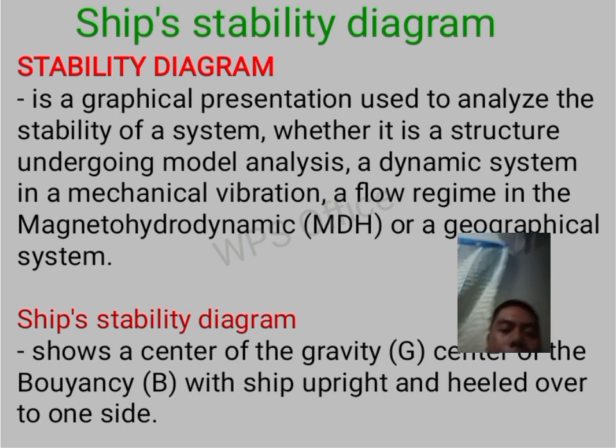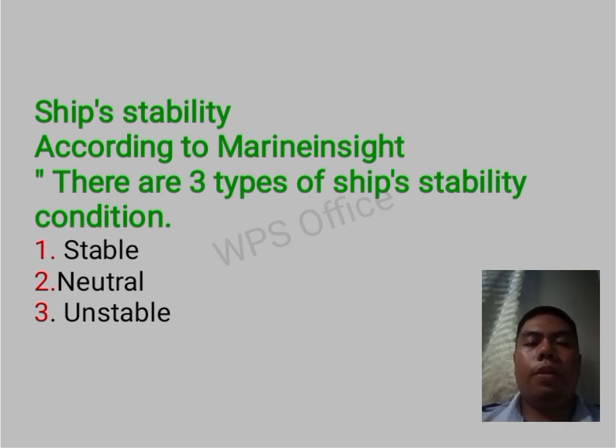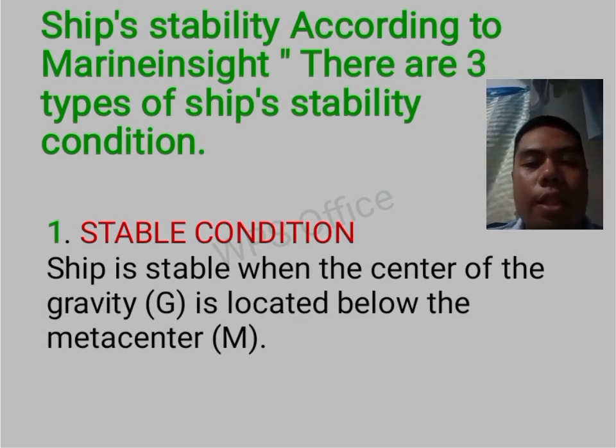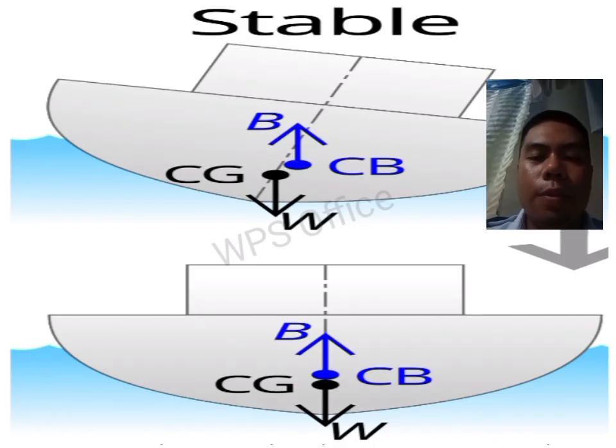When we talk about ship stability, according to Marine Insight, there are three types of ship stability conditions. Number one is stable, number two, neutral, number three, unstable. A ship is stable when the center of gravity or G is located below the metacenter. This means that if the ship heels over, the force of buoyancy will act through the center of buoyancy, creating a moment that will return the ship to an upright position.